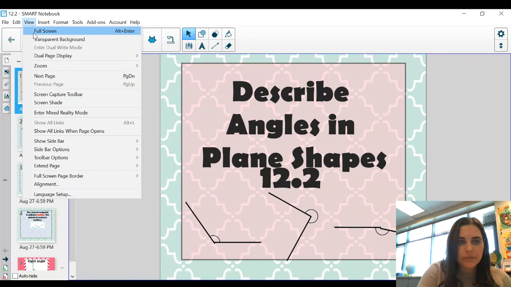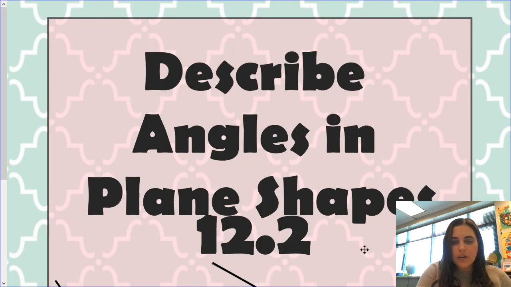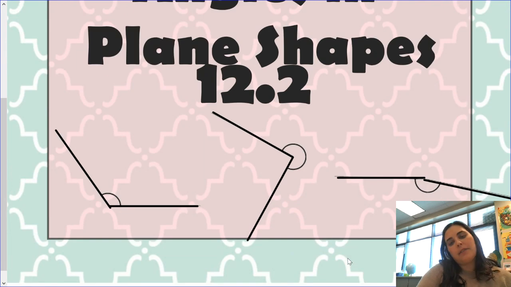We're going to get started on the next lesson, which will be 12.2. So make sure that you have your book open to page 703. The lesson is called Describe Angles in Plane Shapes. Here are some examples of the angles that we will be talking about.